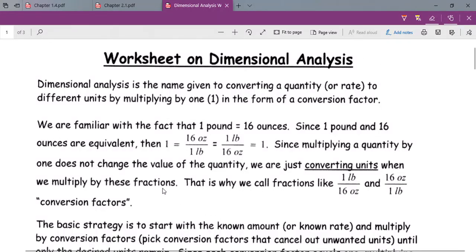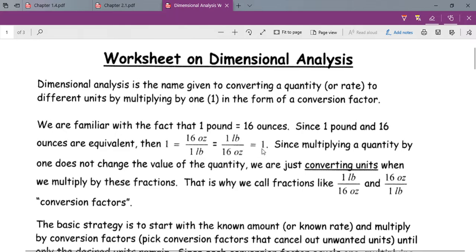Alright guys, let's look at the worksheet on dimensional analysis. So dimensional analysis is the name given to converting a quantity or rate to different units by multiplying by 1 in the form of a conversion factor. We are familiar with the fact that 1 pound equals 16 ounces, since 1 pound and 16 ounces are equivalent. Then 1 equals 16 ounces over 1 pound, or 1 pound over 16 ounces. They're equivalent, so dividing each by each other equals 1.